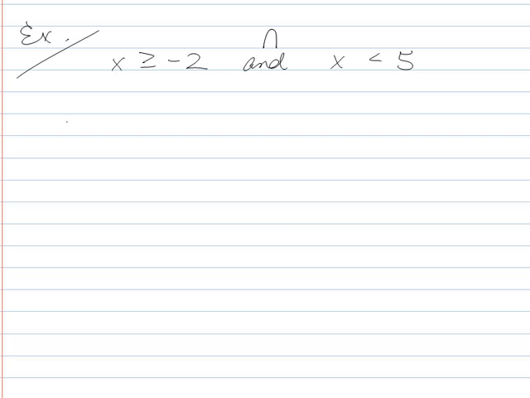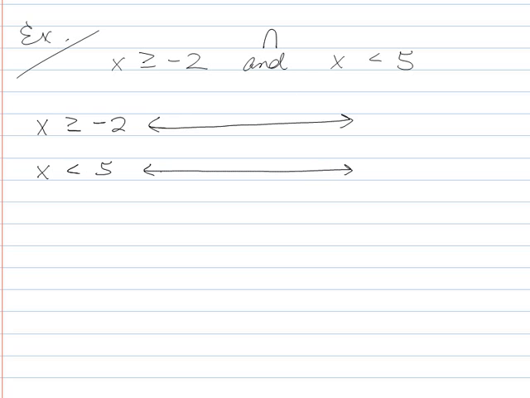So this could be written as an intersection, or to say and. So we're going to say X is greater than or equal to negative 2. I'm going to draw it out on the number line, and then I'm going to write X is less than 5, and draw that out on the number line.